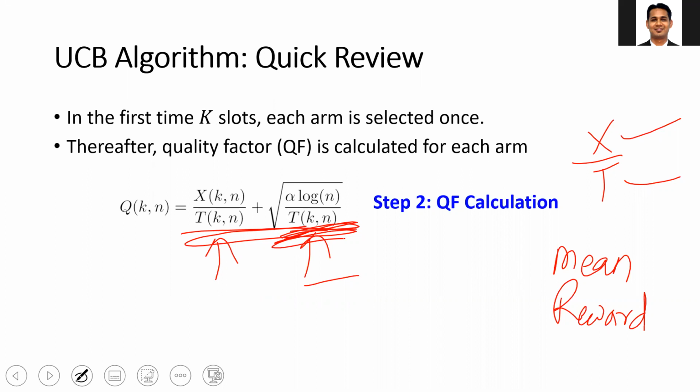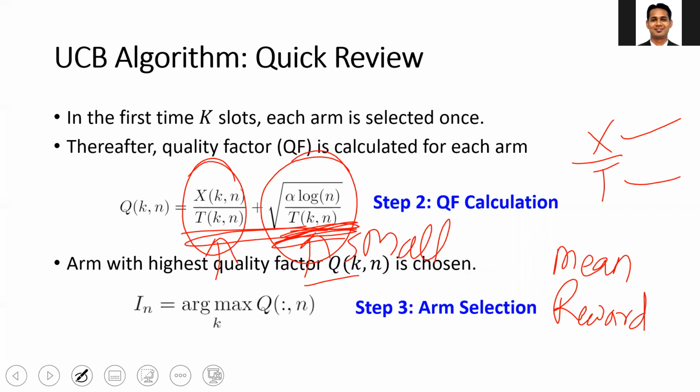So after some time, this factor will become small, and then this will be the dominating factor, and then you will select the arm which has the highest mean reward. Okay. So this is how the quality factor is calculated. Then once you calculate the quality factor, you select the arm which has the highest quality factor.